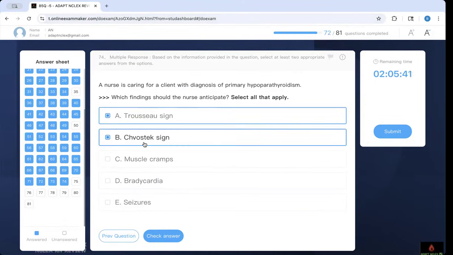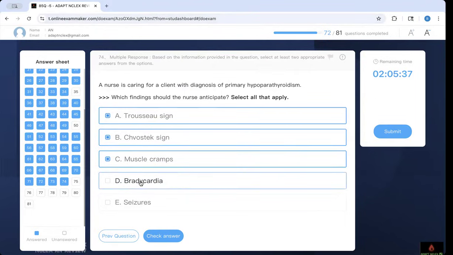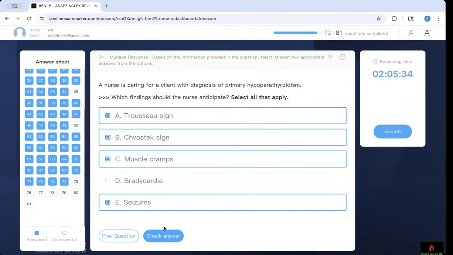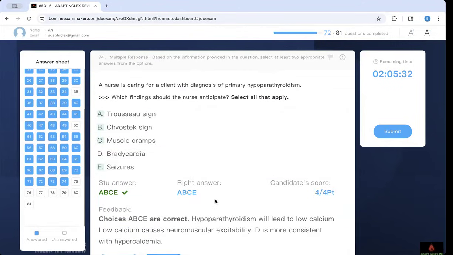Chvostek's sign is going up. Your muscle is cramping, it's going up. Bradycardia is going down. Seizures are going up. These are easy ways to remember fluid and electrolyte imbalance and signs and symptoms, to master them.